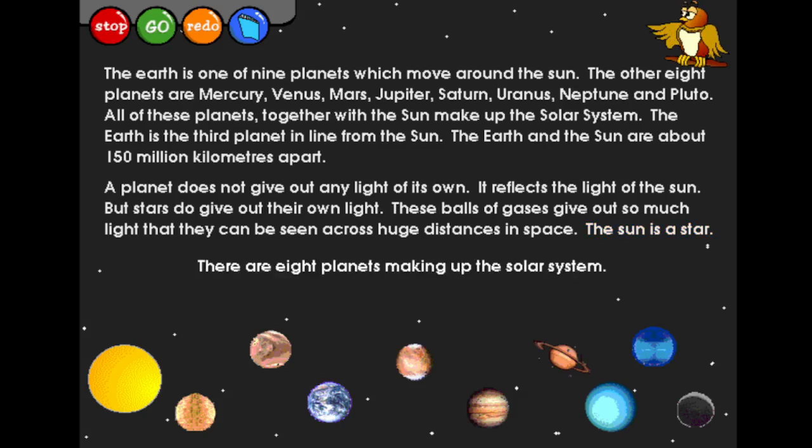There are 8 planets making up the solar system. If this sentence is true, type T. If this sentence is false, type F.